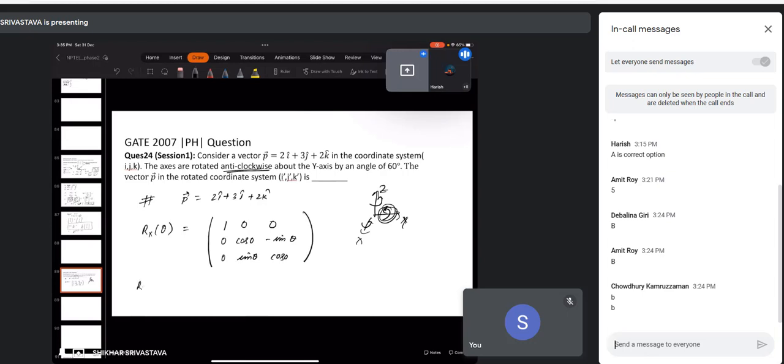If the rotation is carried out along the y-axis, then the rotation matrix is: cos theta, 0, sine theta; 0, 1, 0; minus sine theta, 0, cos theta. Similarly, if the rotation is carried along the z-axis, then you have this rotation matrix.